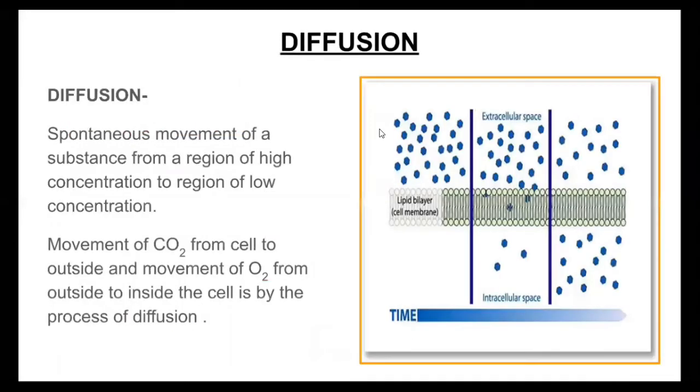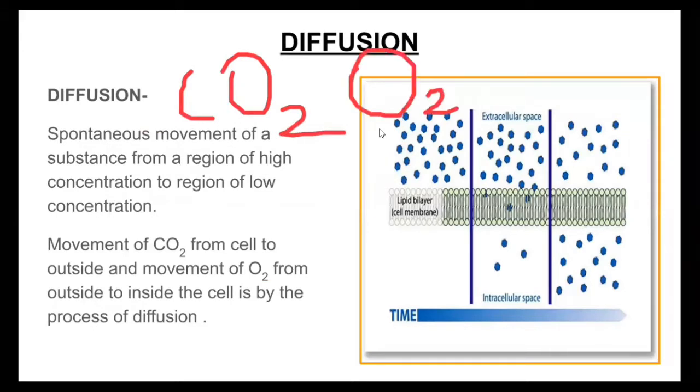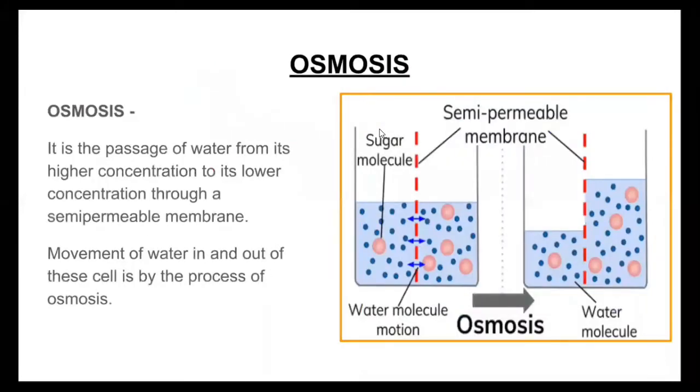Let's see the diffusion process. In the diffusion process, the main thing which you have to remember is that CO2 and O2, their movement inside the cell and outside the cell is because of diffusion. If there are more molecules on one side of the plasma membrane, then these molecules move to the other side of the plasma membrane by the process of diffusion. Now let's see the osmosis.